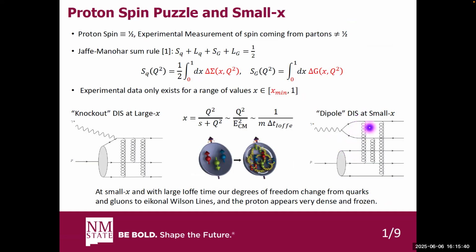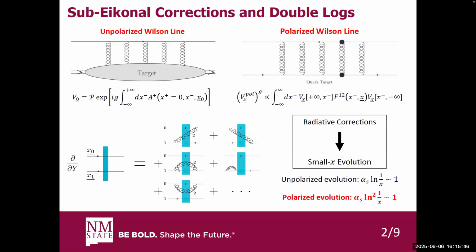But this dipole is a correlator, or an operator, made out of a Wilson line and its complex conjugate Wilson line. The same thing occurs for a polarized dipole. That is essentially just a combination of one unpolarized Wilson line and one polarized Wilson line.